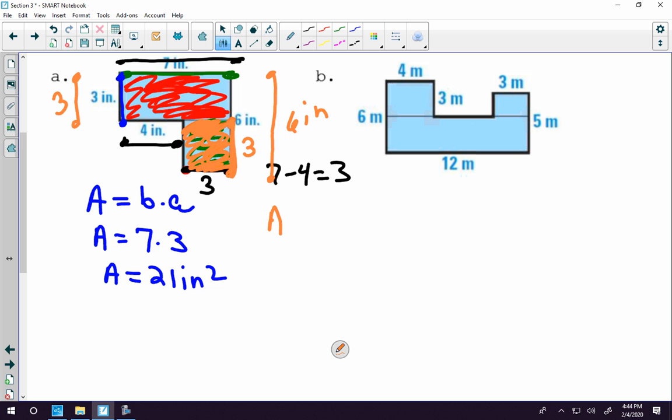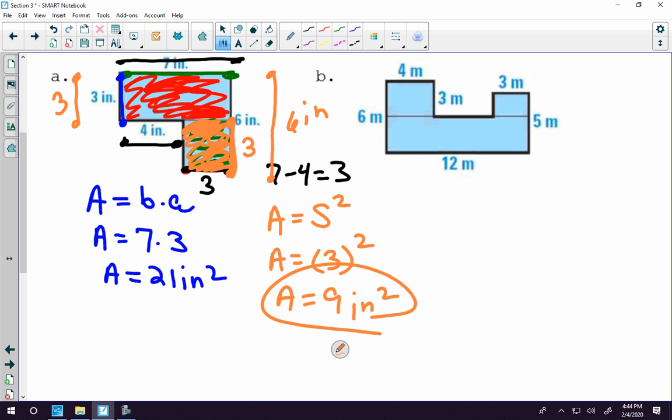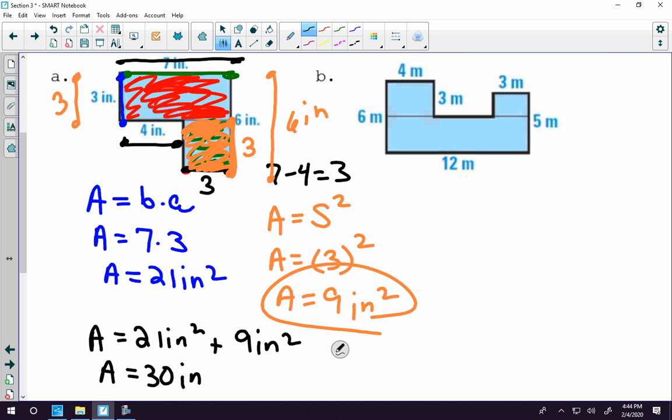So the area of this square, using the proper equation, area equals side squared, is going to be area equals whatever the side length is, squared. So 3 squared is 9 square inches. Okay? Now, to get the composite area, we're going to take the area of the rectangle, which I have in blue, 21 square inches, and add it to the area of the square in orange, 9 square inches. So for a total composite area of 30 square inches is what we have here.